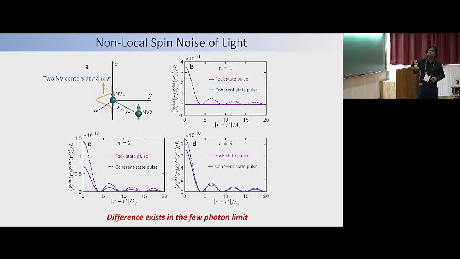to look at the two-point correlations of the angular momentum in a light field. So these are spin-spin correlations, and I think in the few photon number limit, there are some interesting things which are different. Even if you are looking at, say, an n equal to 1 state, an average photon number of 1, either a Fock state or a coherent state, there's actually a difference in this spin-spin correlation. So this is another interesting thing that comes out of the quantum theory, that in the classical theory you will actually get the same result.